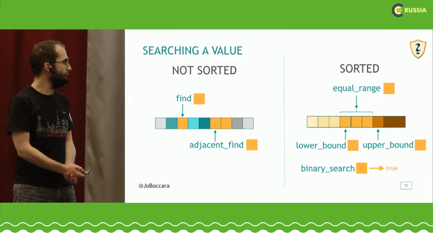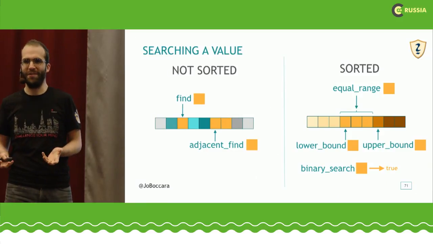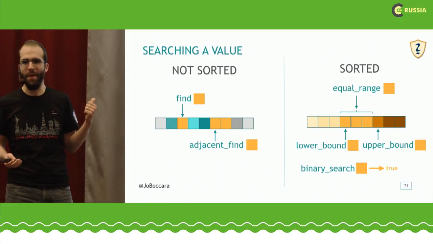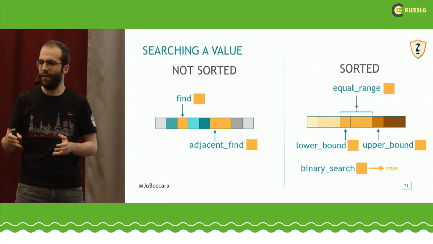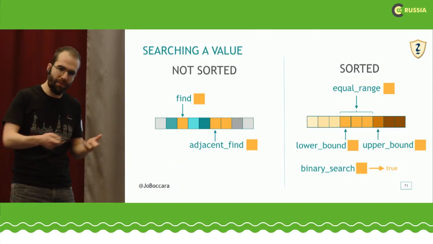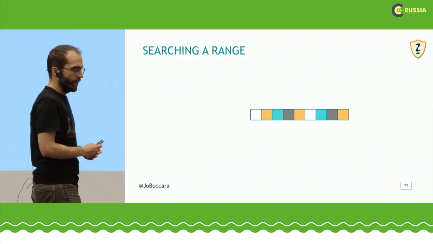And there's this last one, binary search, which is a bit surprising because it performs a binary search, which is a good thing given its name, but it returns a Boolean that says whether or not the element is there and not the position where it found it. Now, that was searching for a value.